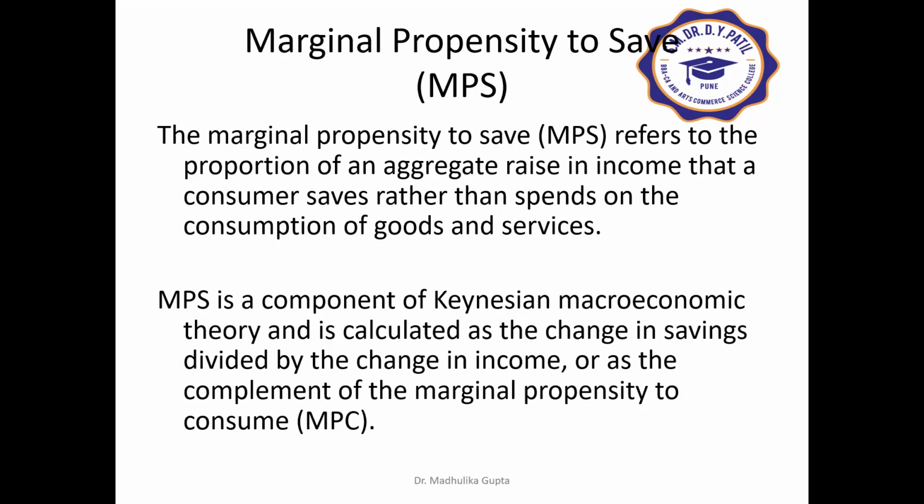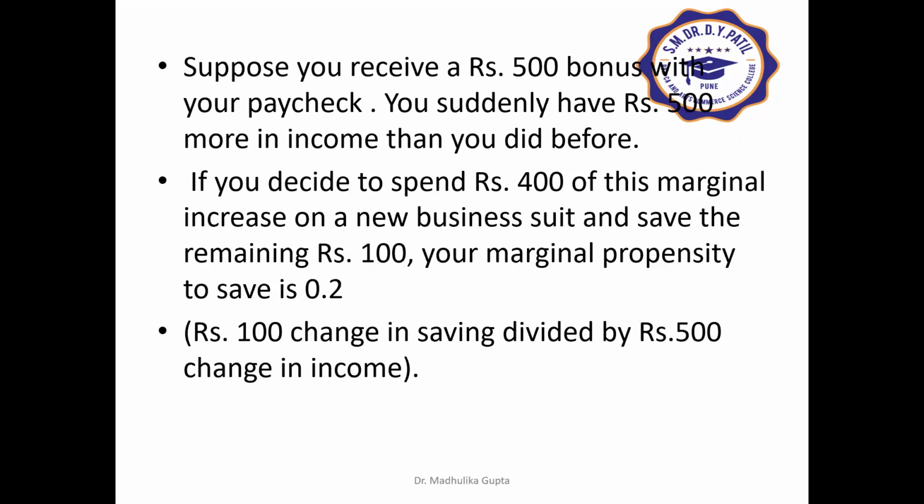So MPS helps determine the Keynesian multiplier, which describes the effect of increased investment or government spending as an economic stimulus, right? Let's consider this. Suppose you receive a rupees 500 bonus with your paycheck. You suddenly have rupees 500 more in your income than you did before. So if you decide to spend rupees 400 of this marginal increase on a new business suit and save the remaining rupees 100, the marginal propensity to save is 0.2. That is, rupees 100 change in saving divided by rupees 500 change in income.